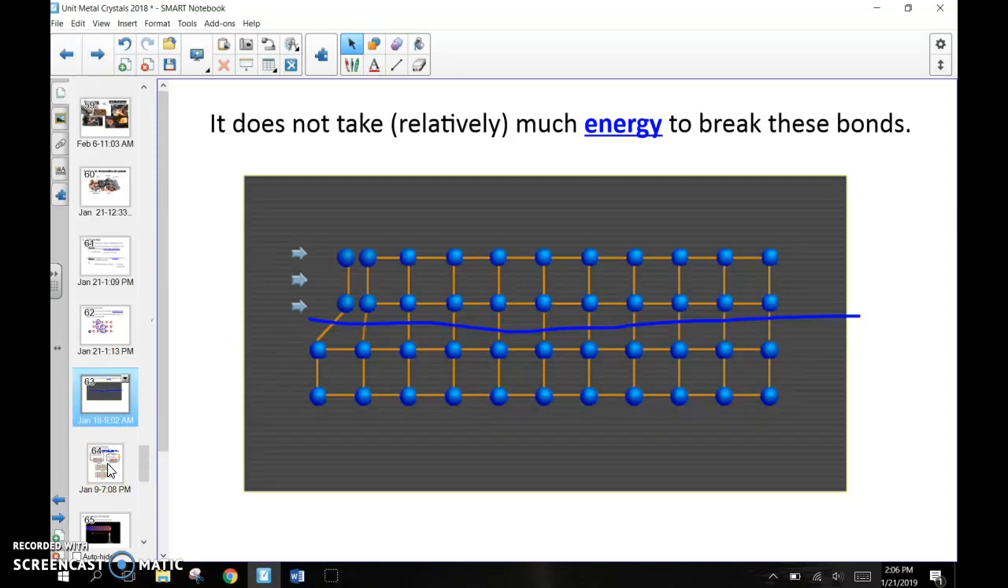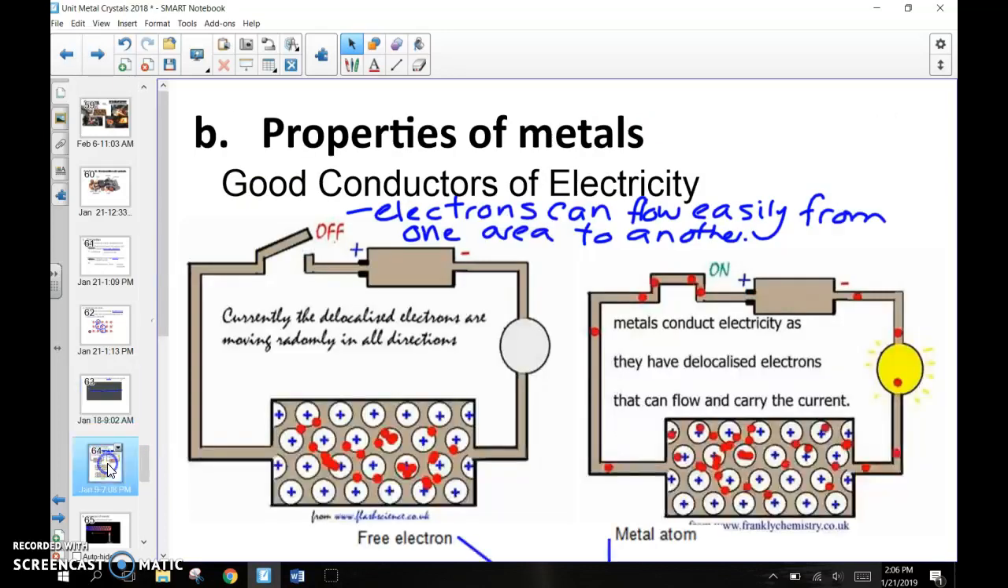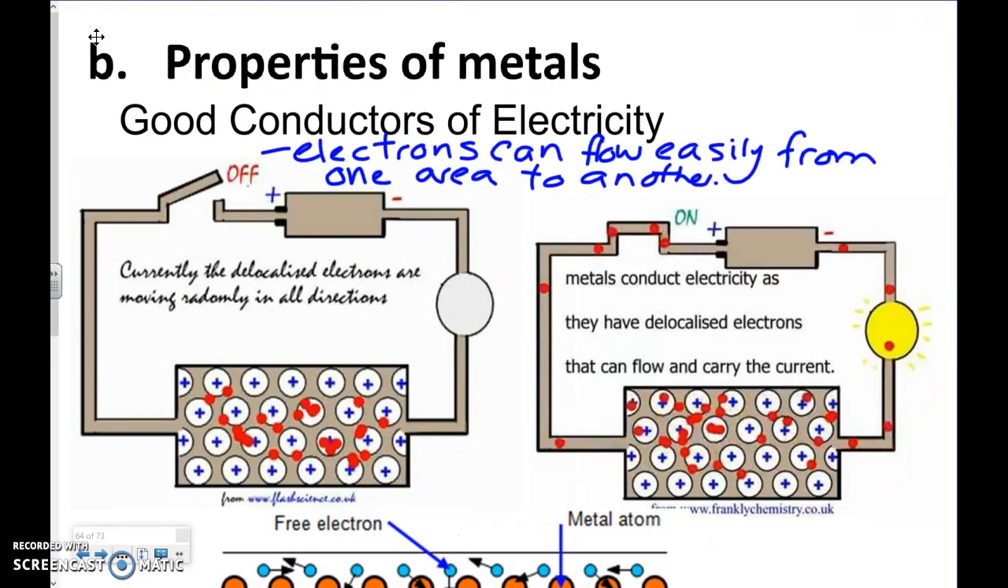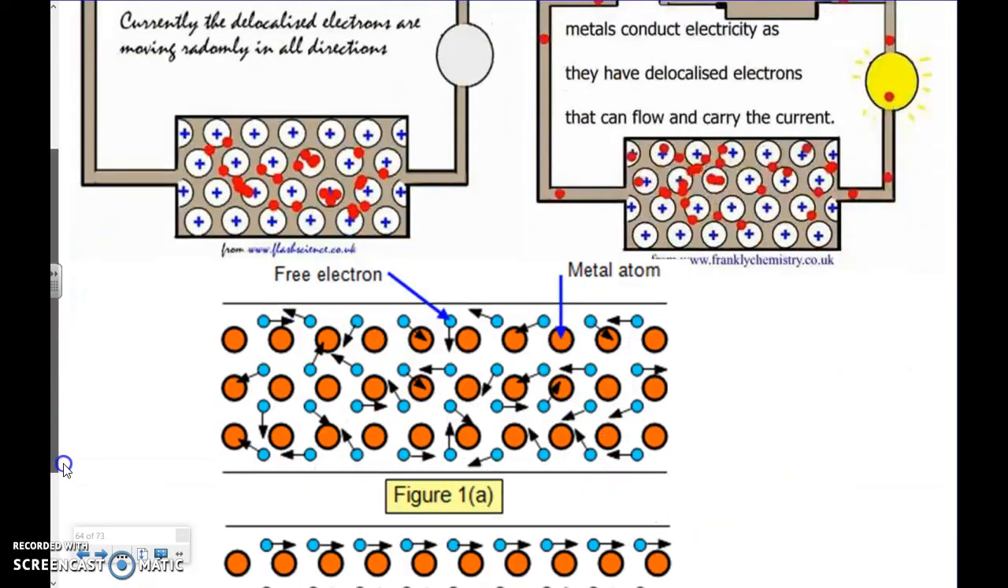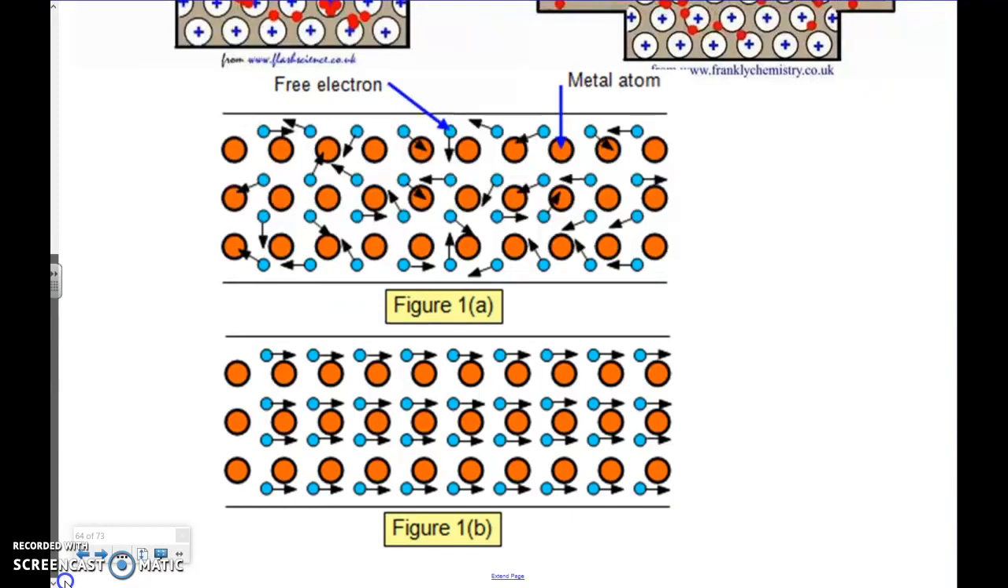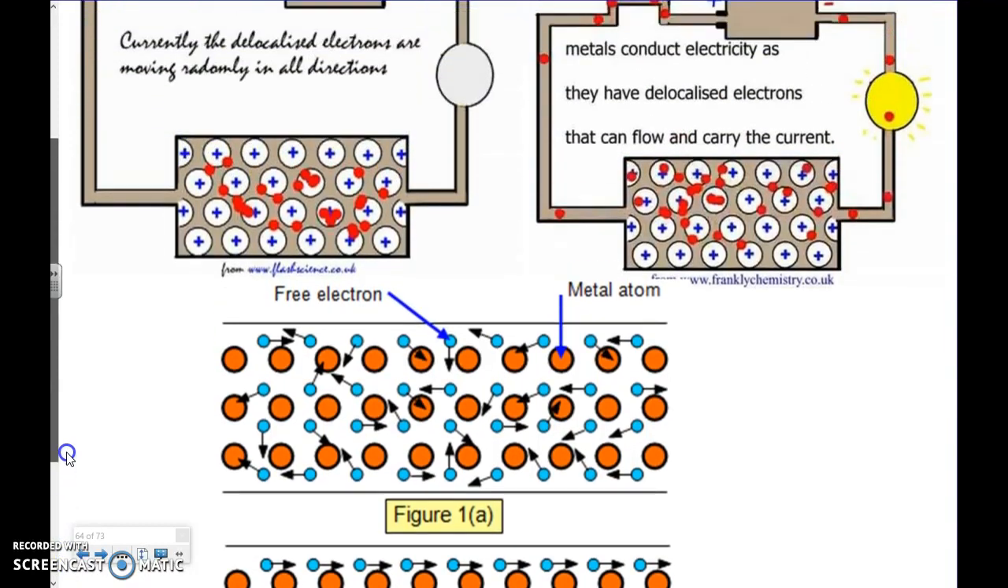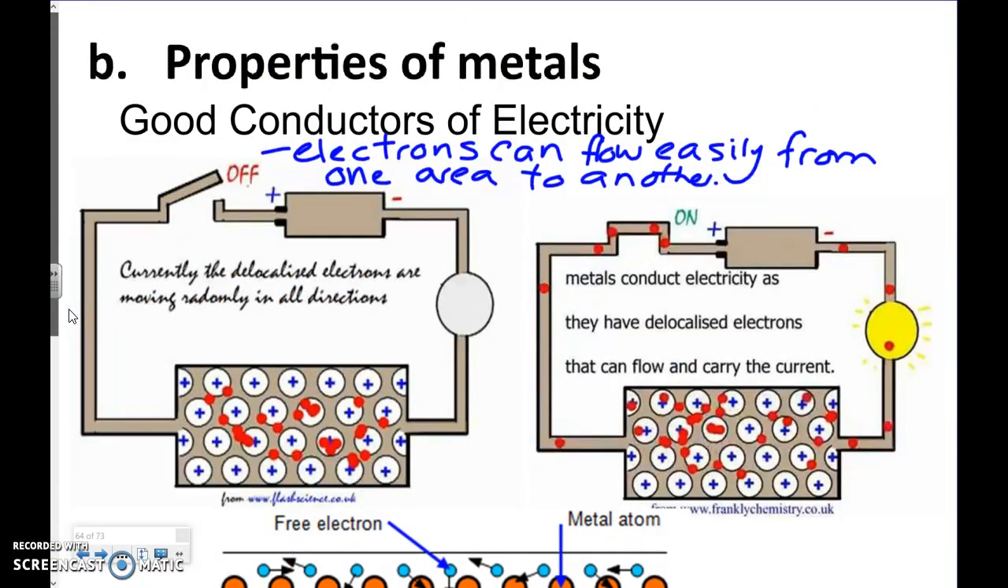So what are some properties of metals that we should be familiar with? One of them, good conductors of electricity. That sea of electrons here in your battery means, because they can move so easily and everything's so shared, they can move around your circuit without any problems. So those free electrons, if we get them moving in the right direction, that's how we get that flow of electricity. They flow from one area to another.